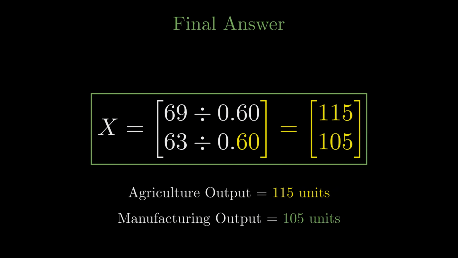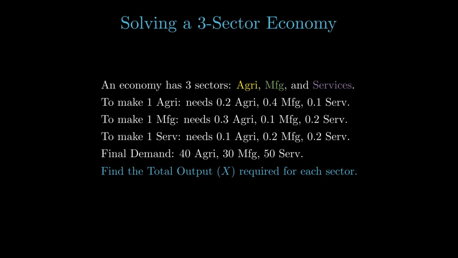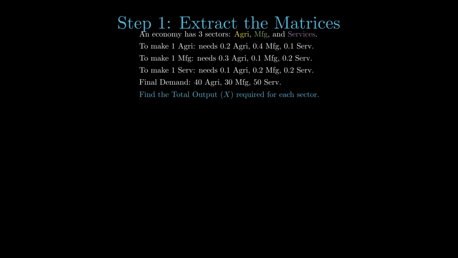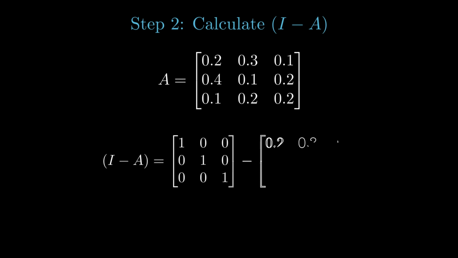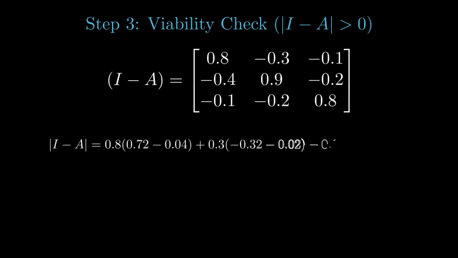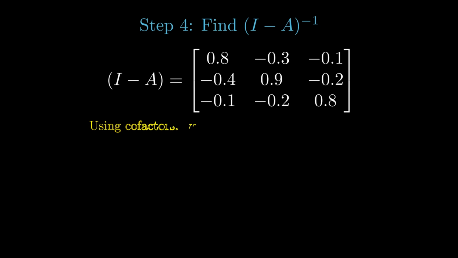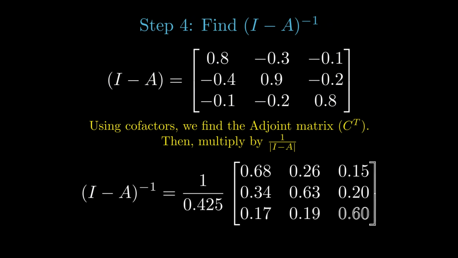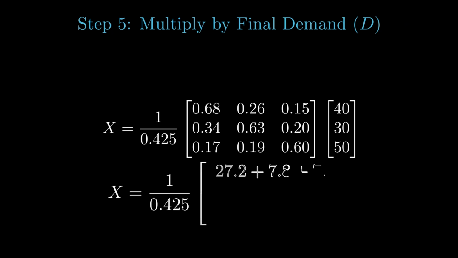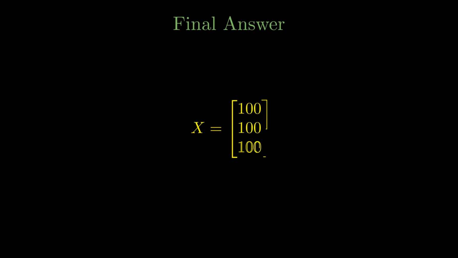And guess what? If you have a 3-sector economy with agriculture, manufacturing and services, you do the exact same 5 steps. Find the 3 by 3 determinant, calculate the adjoint matrix for the inverse, multiply by demand, and you get your required outputs.